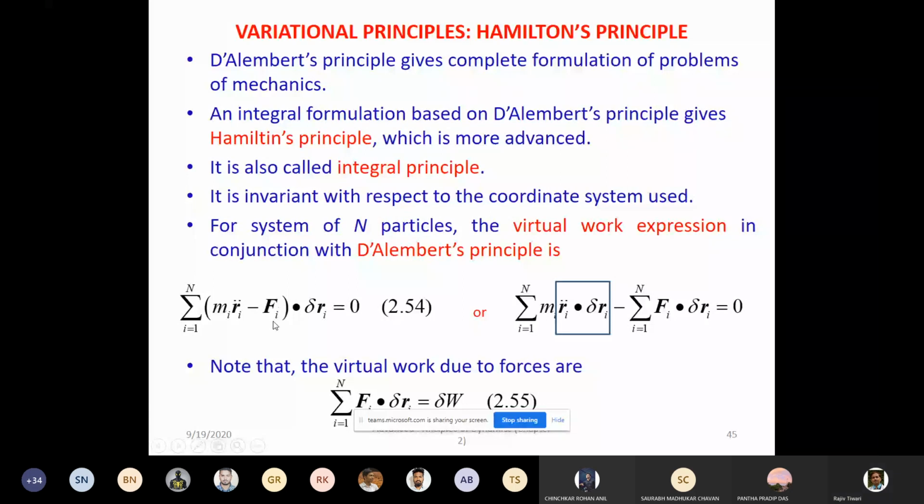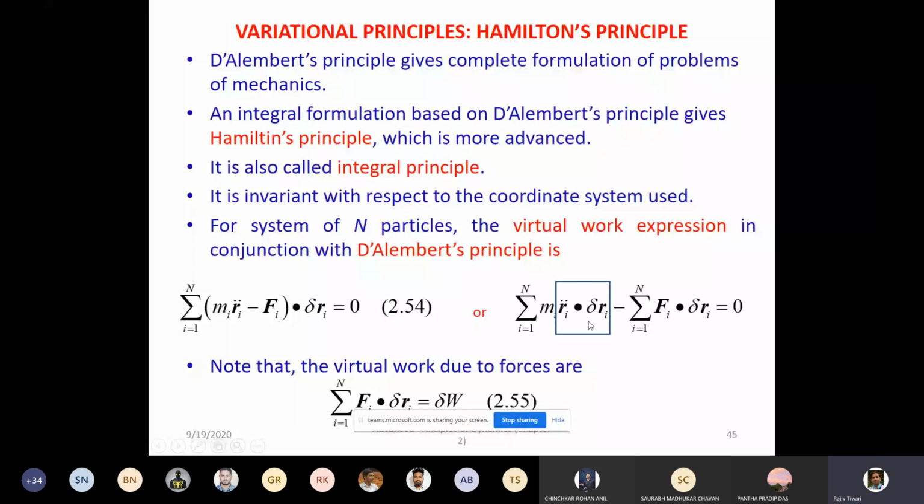And we know that if we sum all these for all the particles, that should be equal to 0. Now I break this expression, so I get two terms. First is the inertia term into the dot product with delta Ri, and then the external force into delta Ri. I'm interested in rearranging this.